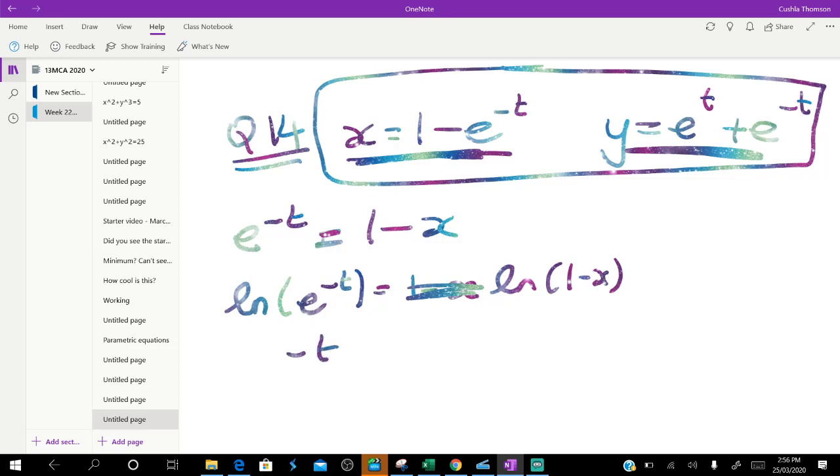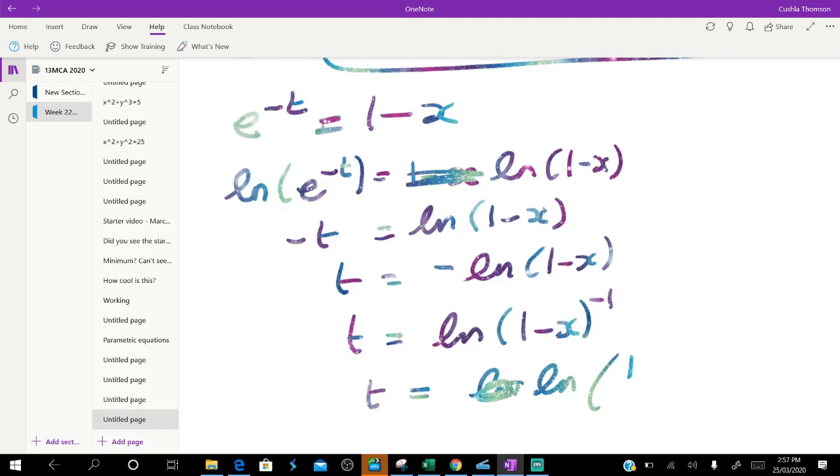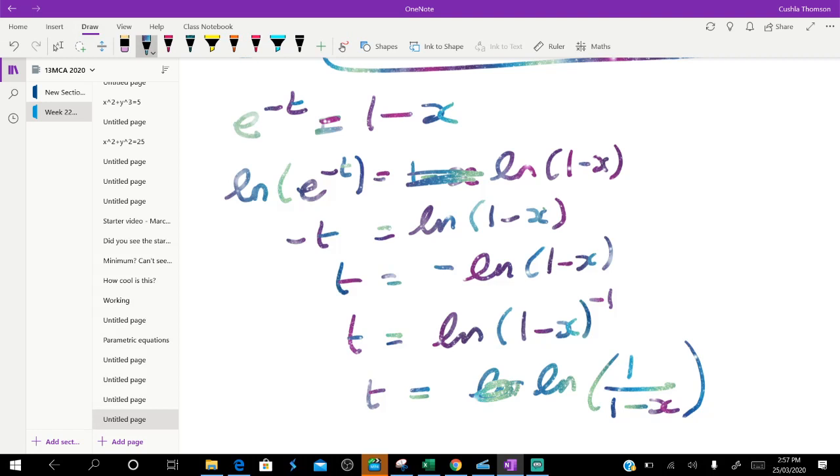And I get negative t is equal to the natural log of 1 minus x, which gives me t is equal to negative log of 1 minus x. Using my log rules, that gives me t is equal to the log of (1 minus x) to the power of negative 1. So t is equal to the log of 1 over 1 minus x. Okay? So that's useful because I've now got an explicit expression for t.